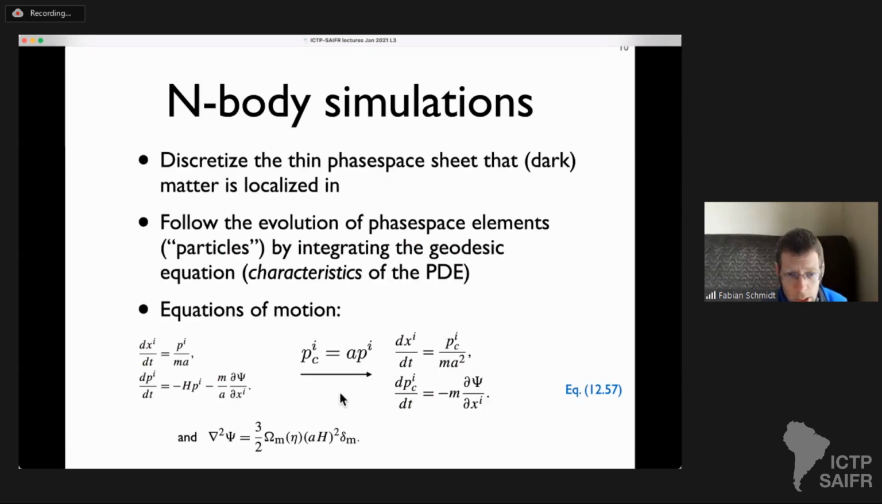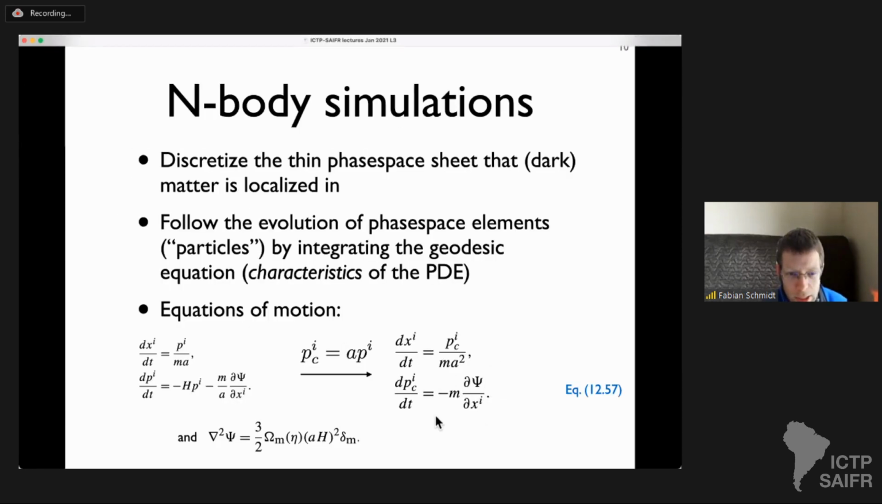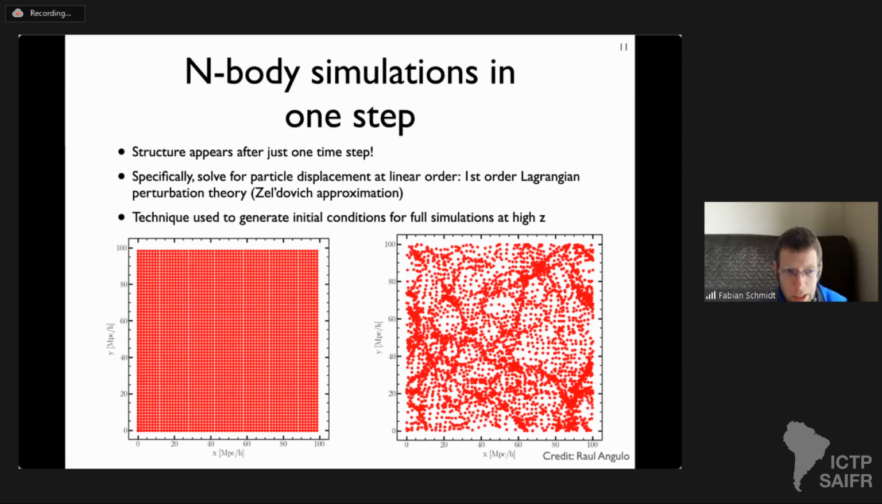Good. Okay, so this is the equation we have to solve for the phase space elements or particles. And then, of course, we need the potential again, so we need to solve the Poisson equation as well. So let's begin very simple, and let's just do one step. I'll just calculate the potential once, and then compute the position x up to today. And that's nothing other than the first order treatment of the Lagrangian perturbation theory that I described earlier, where we're solving for the displacement in orders of perturbations. So first order Lagrangian perturbation theory, also known as the Zeldovich approximation.